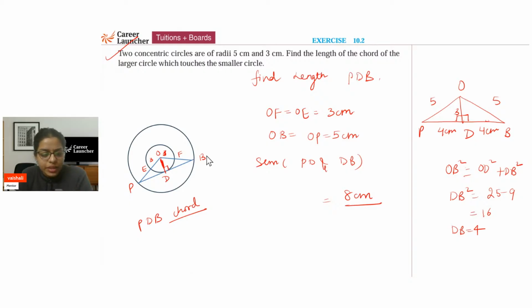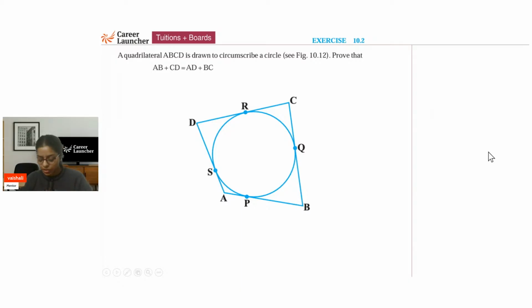अब हम देखते हैं next question. This is the next question. There is a quadrilateral ABCD which is drawn to circumscribe a circle. ठीक है? So circumscribe a circle means there is a quadrilateral जिसके अंदर एक circle है. Right? So we need to prove this expression.